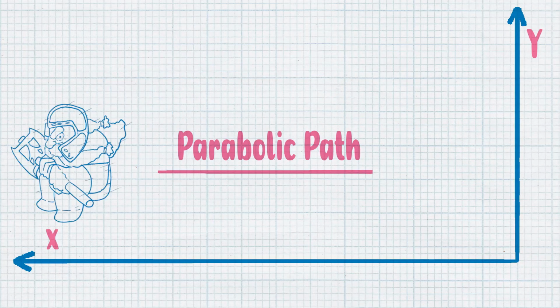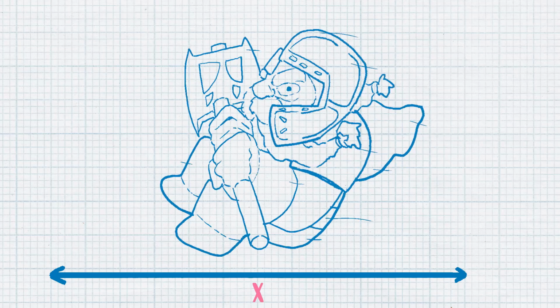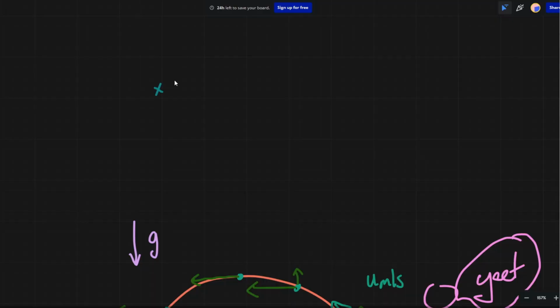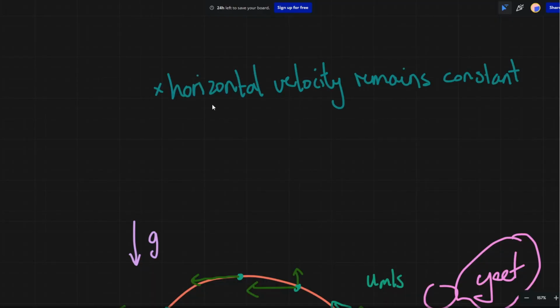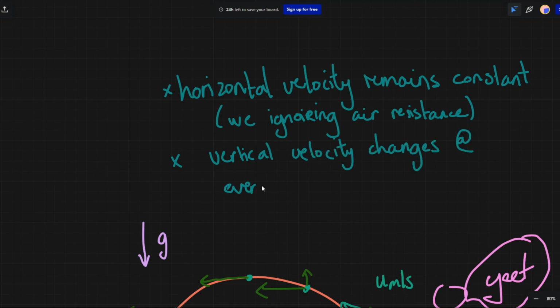As Gimli is being thrown, he follows a parabolic path, i.e. a curved path of motion. Basically, because we ignore air resistance, we say that the horizontal velocity remains constant. Nothing is changing the horizontal component of his speed at any point in time. We physicists love ignoring air resistance. But the y direction, the vertical component, changes every millisecond.